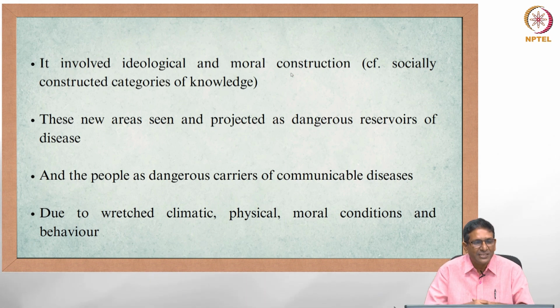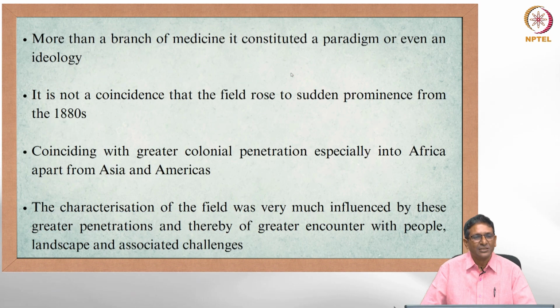What are those kinds of lenses? The ways of being viewed. So the new areas, for instance, were seen and projected as dangerous reservoirs of disease, and the people inhabiting these places were seen as wretched carriers of communicable diseases, and this due to the wretched climatic, physical, moral conditions and ways of conduct and behavior.